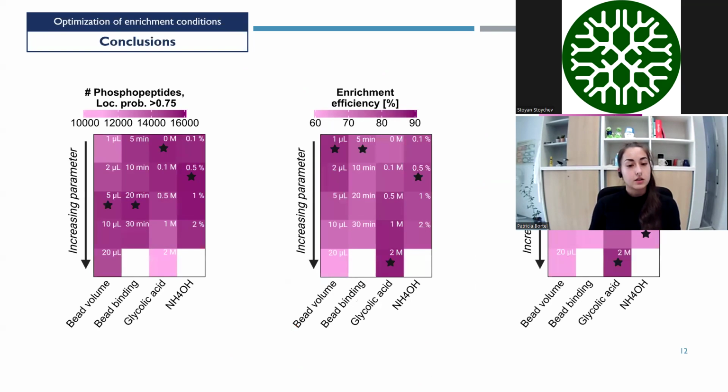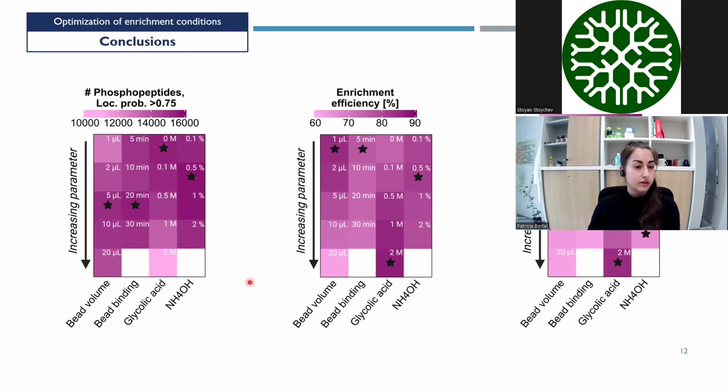So when comparing the different parameters here, it becomes evident that there is no one solution that fits all. So the users should rather choose which metric is most important for them and then adapt the parameters to fit their specific needs. So here you can see that when you want to go for very deep phosphoproteomes and get the most phosphopeptide IDs out of your sample as possible, you should go for 5 microliter of beads in combination with 20 minutes of binding time. Then you can use either 0 or 0.1 molar glycolic acid, as well as 0.5% of ammonium hydroxide.